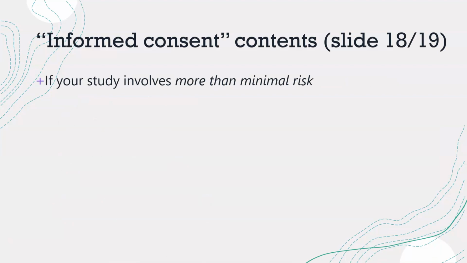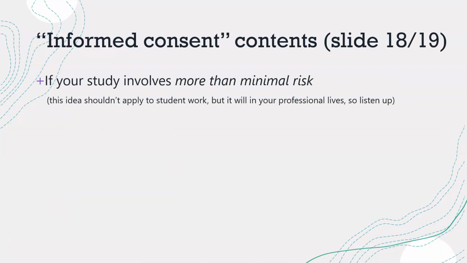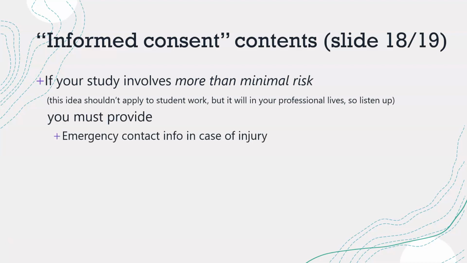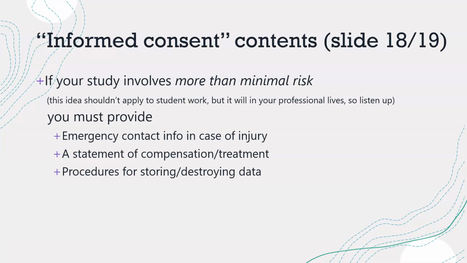If your study involves more than minimal risk, which really shouldn't apply to student work, we want to keep this as low risk as possible, you have to provide a couple of things. One, emergency contact information in case someone gets hurt. You have to include a statement of how you will compensate and or treat somebody if they get injured. And you also have to specify the procedures for storing data and destroying data. Again, we've already talked about that a little bit, but if there's more than minimal risk, you have to really go into detail about exactly what you're going to do to make sure that absolutely no information leaks out.